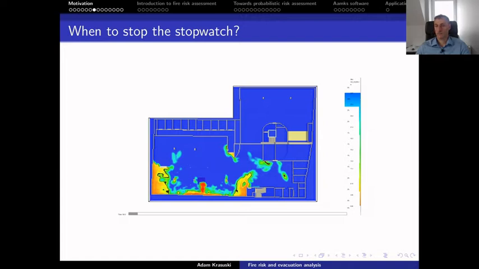Okay, and in this sense, we should judge whether now we should stop the stopwatch. In other words, whether this situation is defined as ASET. The evacuation exit is in this place, so people have to evacuate to this door. And we have to judge whether there are still conditions for safe evacuation or not.